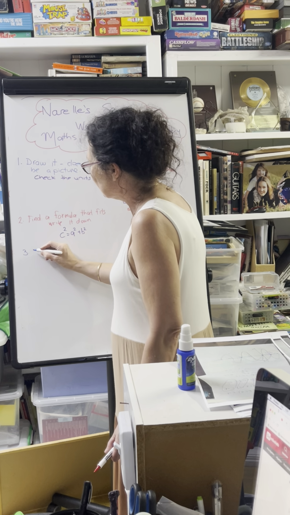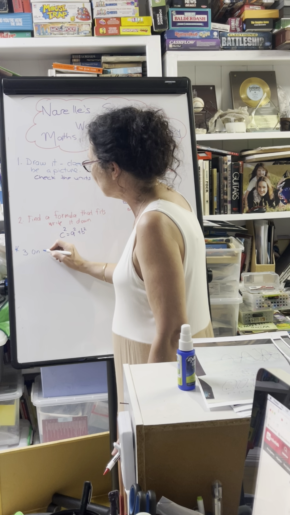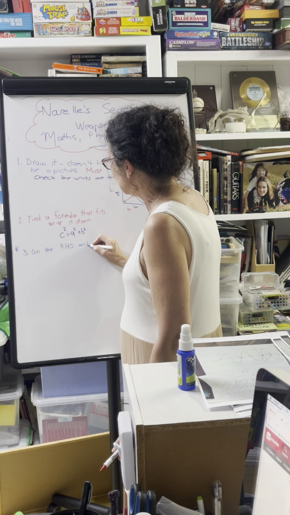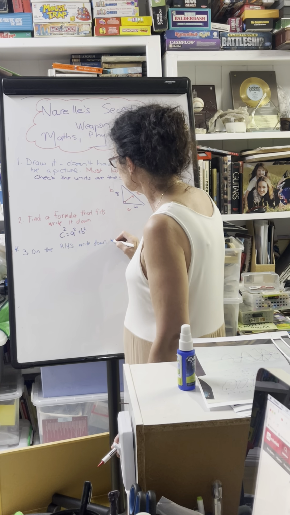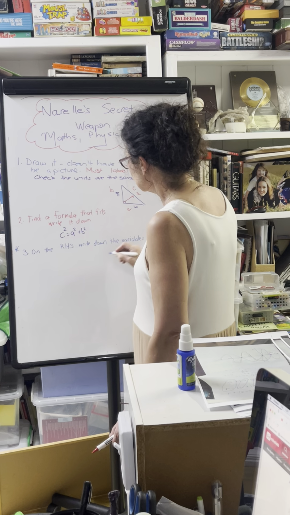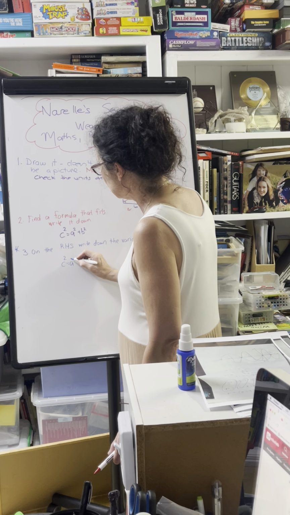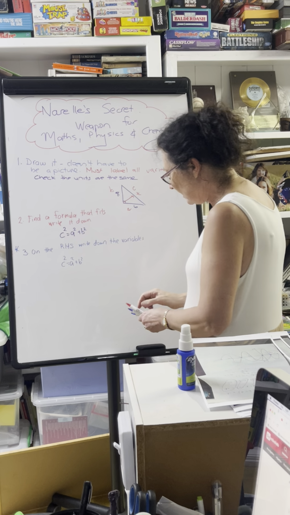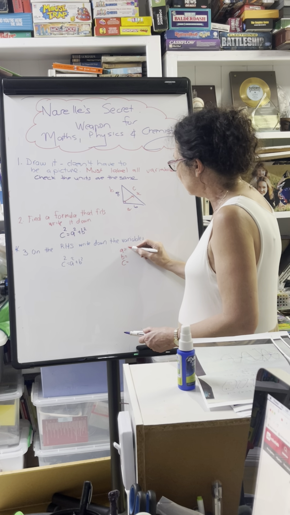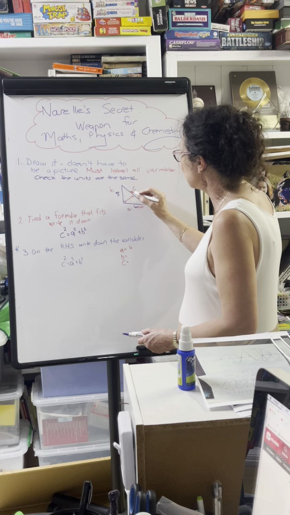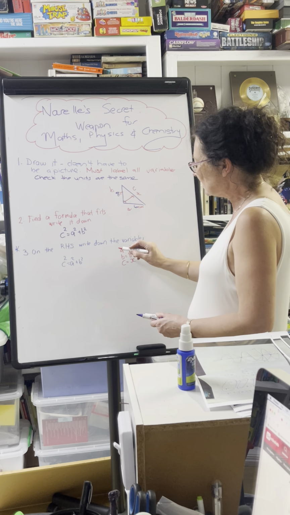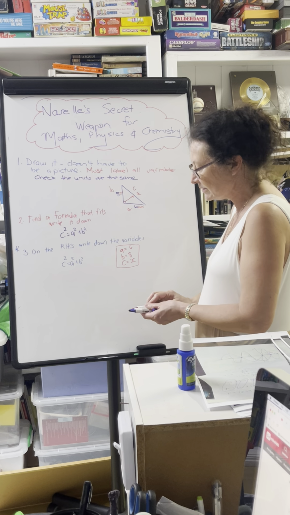Number 3, now a very important one, on the right hand side, you write down the variables. We've got C squared equals A squared plus B squared. On the right hand side, we write down what A equals, what B equals, and what C equals. A was 6, make sure the units are the same, they are all in centimetres. B is 8, C is X. Some of my students box them, but it's very important.